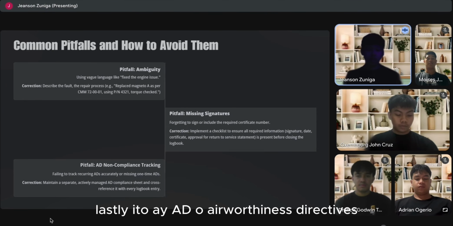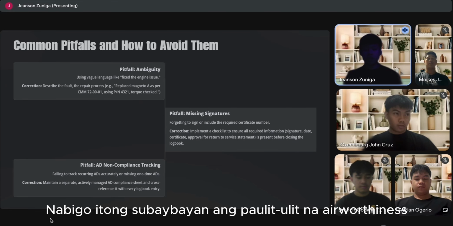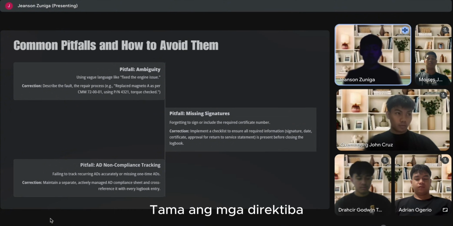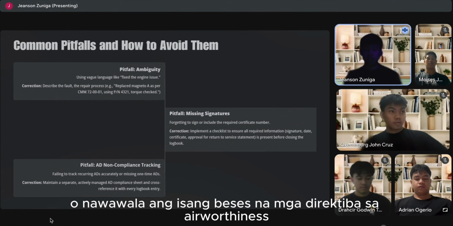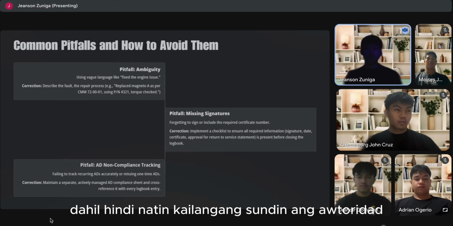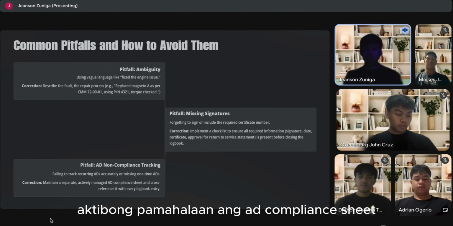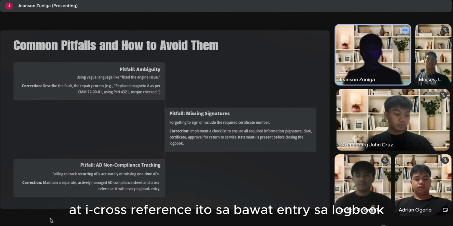Lastly, this is AD, or airworthiness directives, non-compliance tracking. This is failing to track recurring airworthiness directives accurately or missing one-time airworthiness directives. This is critical because we need to follow the authority, the FAA. So we must maintain a separate, actively managed AD compliance sheet and cross-reference it in every logbook entry.